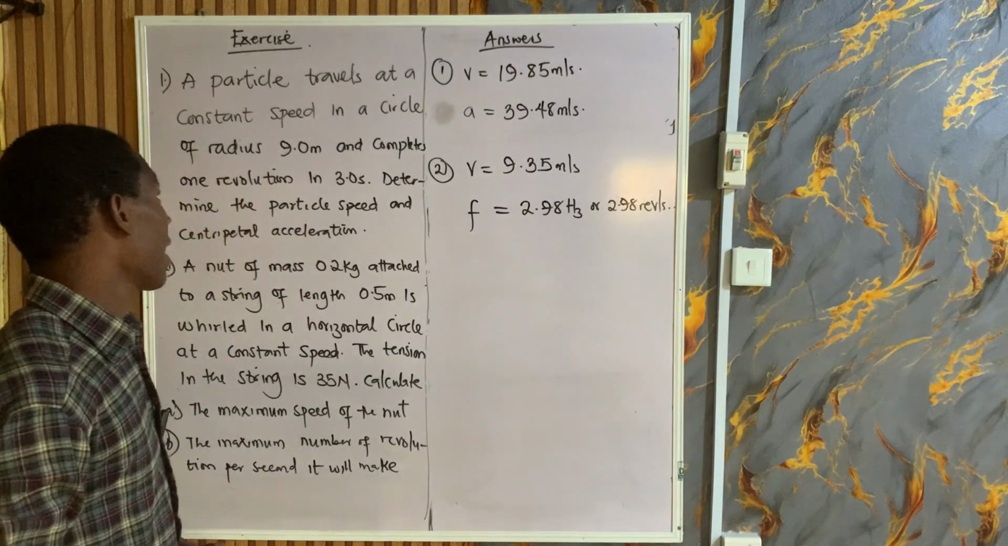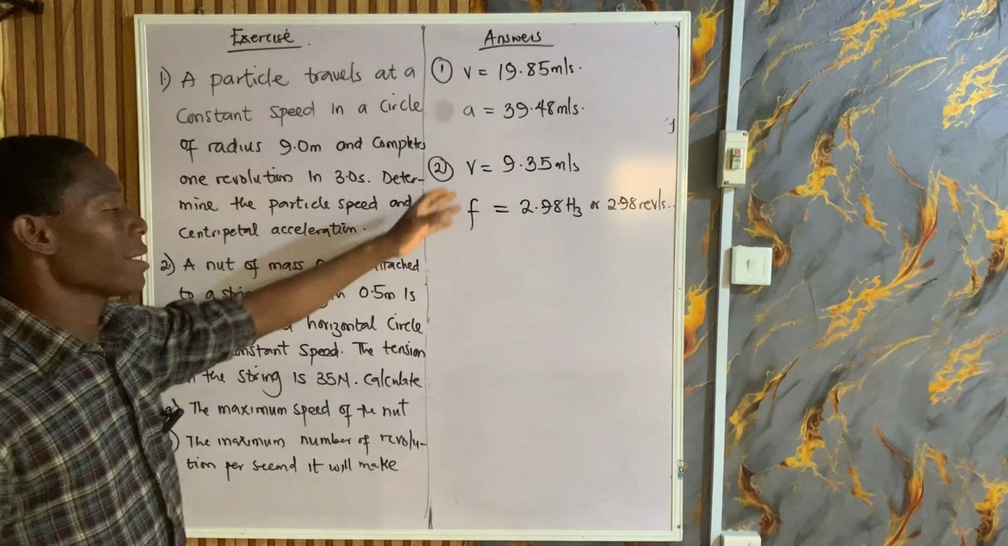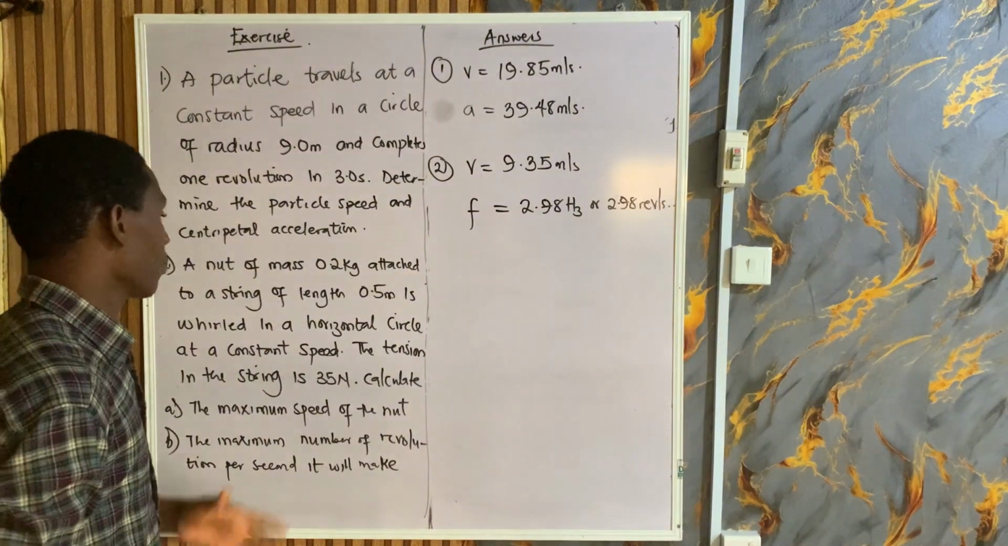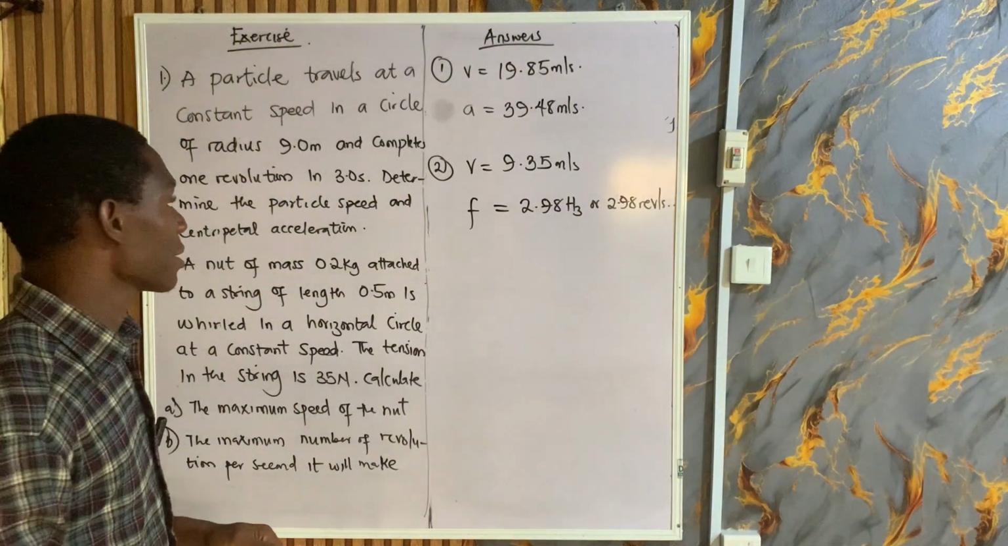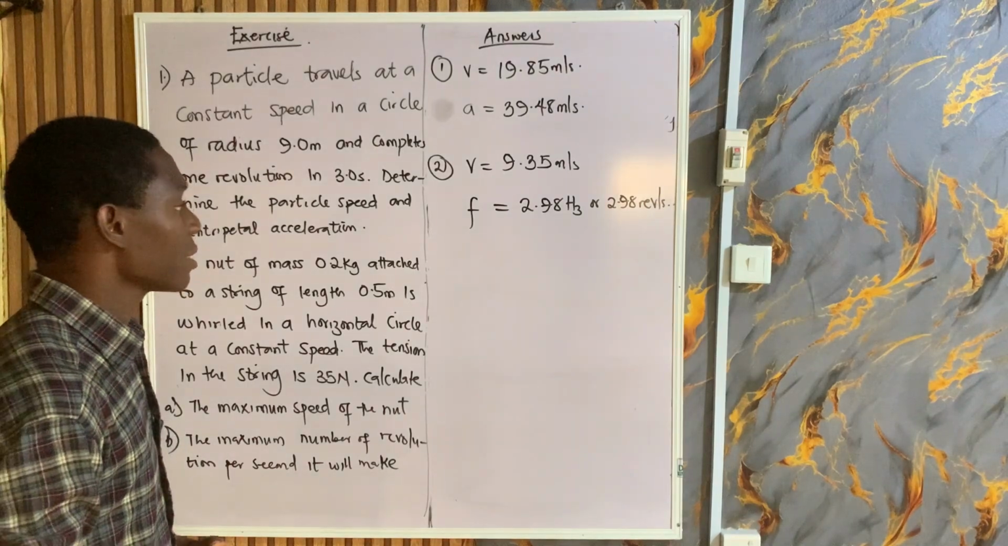So for the exercise, we have just 2 questions here and their answers are written over here. So you can try them and try to get these answers. So next we look at vertical circular motion.